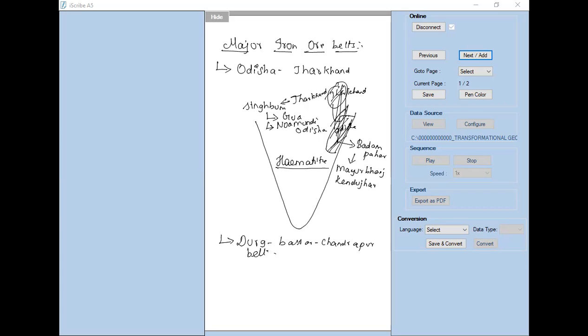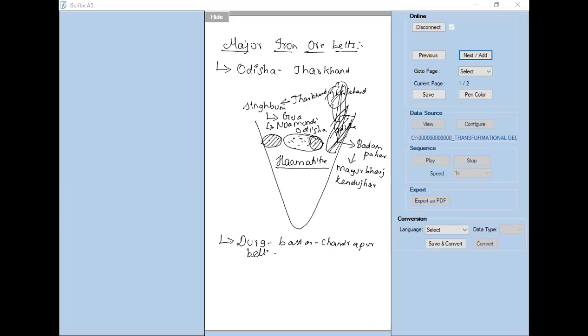Okay, so Durg Bastar means the central part of India, yes or no? Chhattisgarh and Maharashtra. This part of India is Chhattisgarh, and this part of India is Maharashtra. And here we have Madhya Pradesh. So we don't focus on Madhya Pradesh; Chhattisgarh and Maharashtra belt. What's the belt? Durg Bastar, Chandrapur belt.